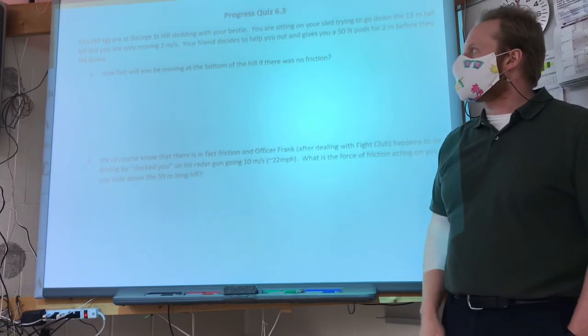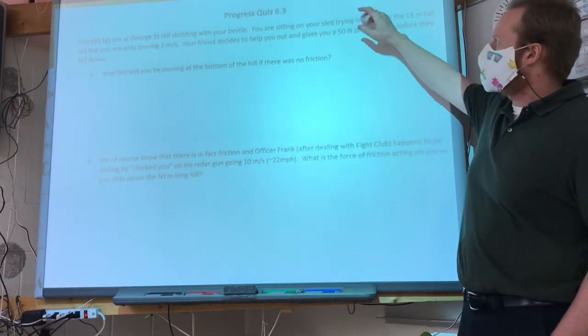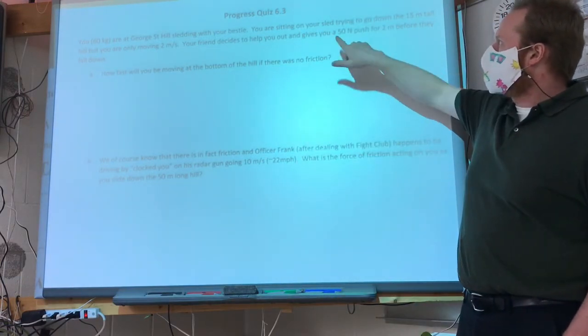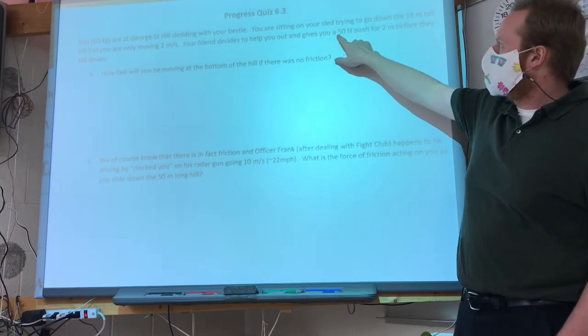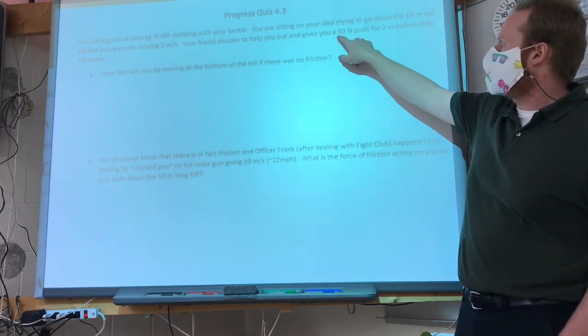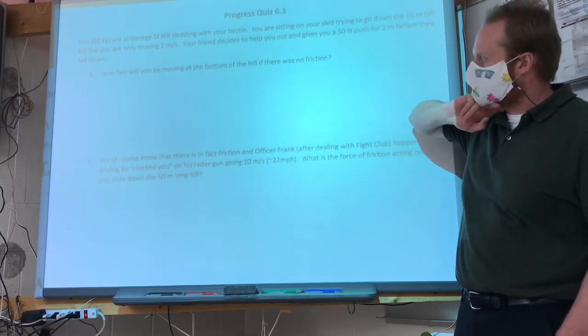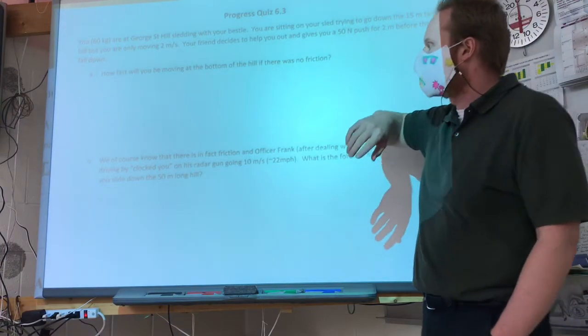So there's two problems here. They are the same kind of starting questions. Some of you, just double check. It should say 50 Newton push right here. Some of the paper copies I printed say 0 newtons, but there should be a 50 there.